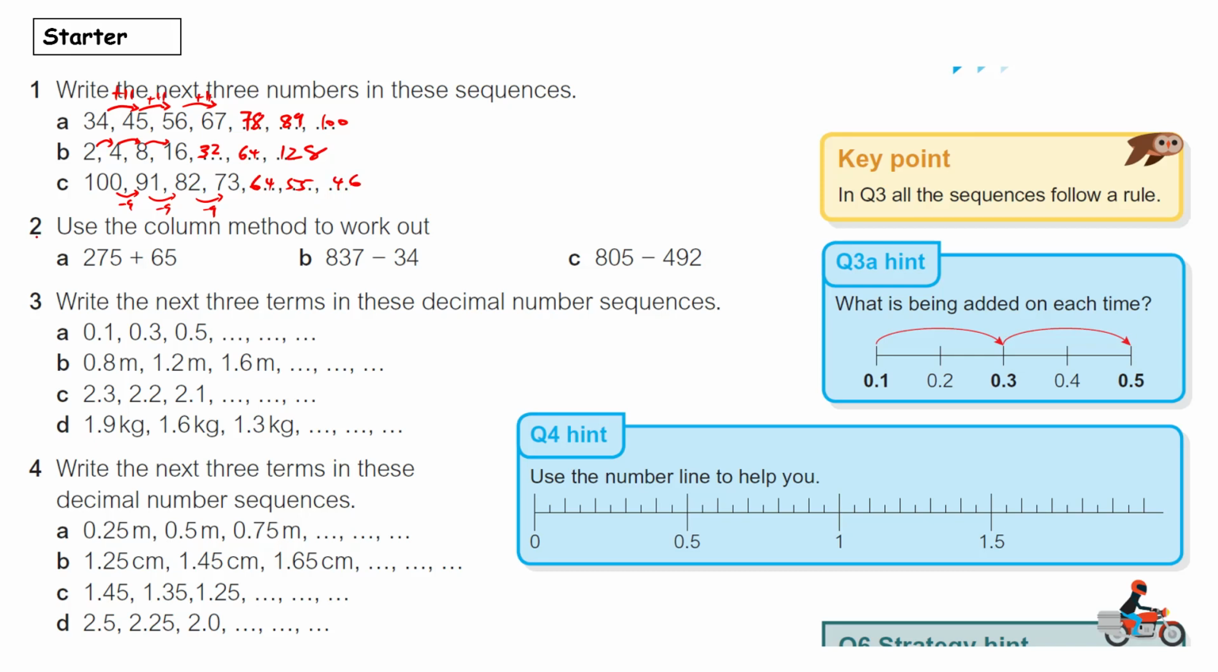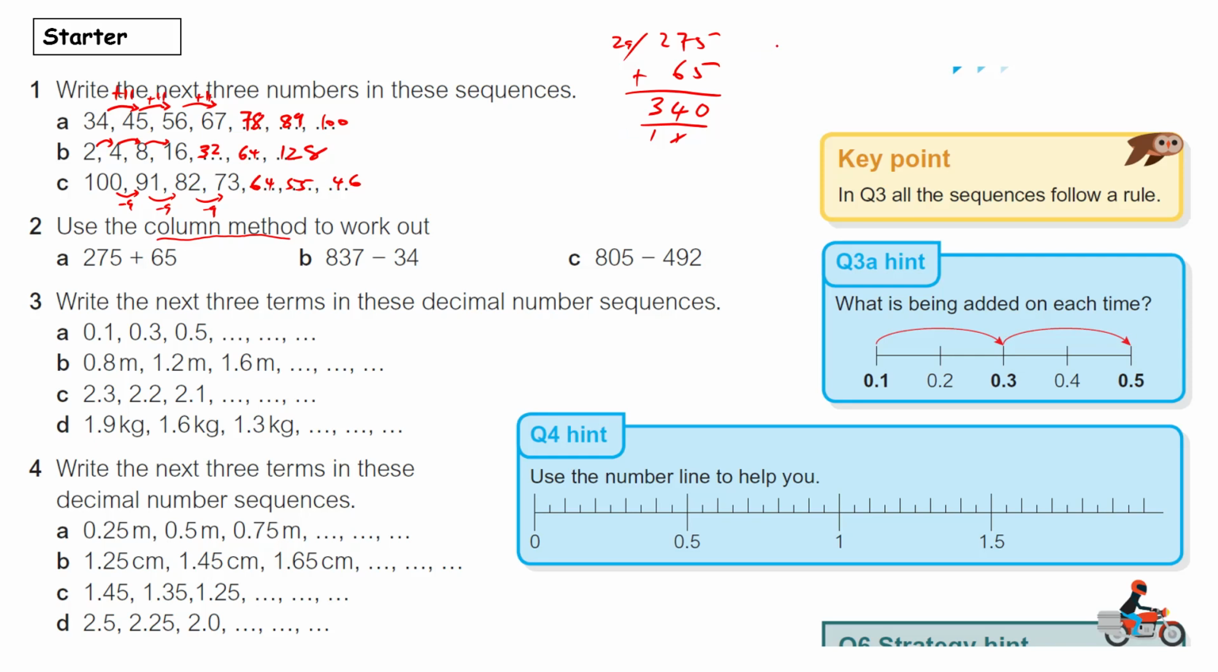Okay. Number 2, it says use the column method. So we have to use the column method. I'm going to write it up here. So 2A, you got 275, add 65. So 5 add 5 is 10, 0 carry the 1. 6 add 7 is 13, plus 1 is 14. 4 carry the 1, cross that one out. And 2 add 1 is 3, so we got 340 there on 2A.